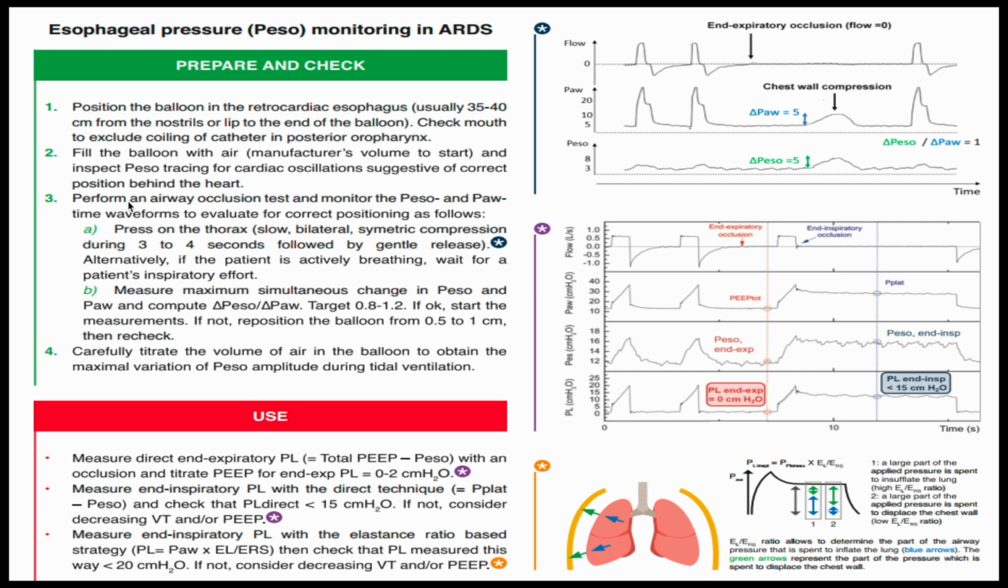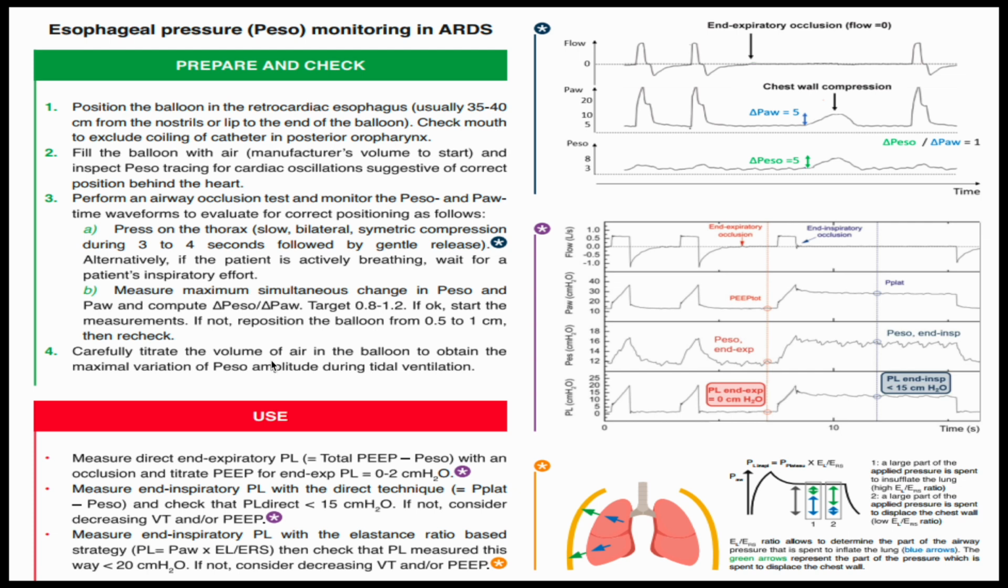What you need to do over here is an occlusion test. This is the occlusion test. You do an expiratory occlusion. Then you apply a chest compression. That chest compression must result in an airway pressure change as well as an esophageal pressure change. The ratio of this delta airway pressure change to this delta esophageal pressure change, if it is around 1, that is 0.8 to 1.2, we can consider that this is good. If not, then reposition the balloon by 0.5 to 2 centimeter and then recheck.